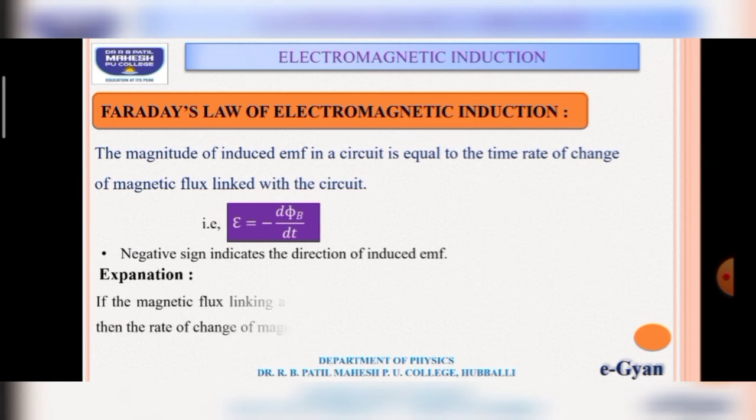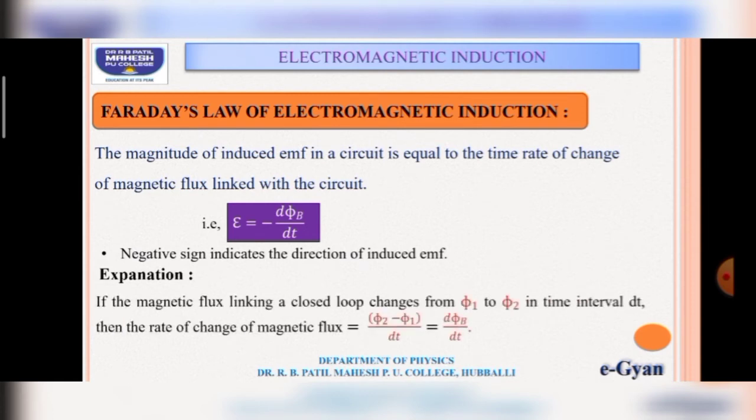Explanation for this: if the magnetic flux linking with a closed loop changes from phi1 to phi2 in time interval dt, then the rate of change of magnetic flux is equal to phi2 minus phi1 divided by dt, that is equal to d phi divided by dt. Here phi1 is the initial magnetic flux and phi2 is the final magnetic flux, and the change in magnetic flux is given by phi2 minus phi1.